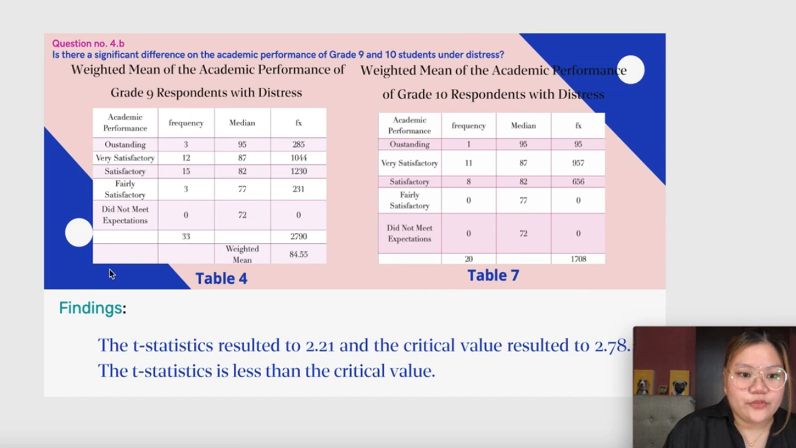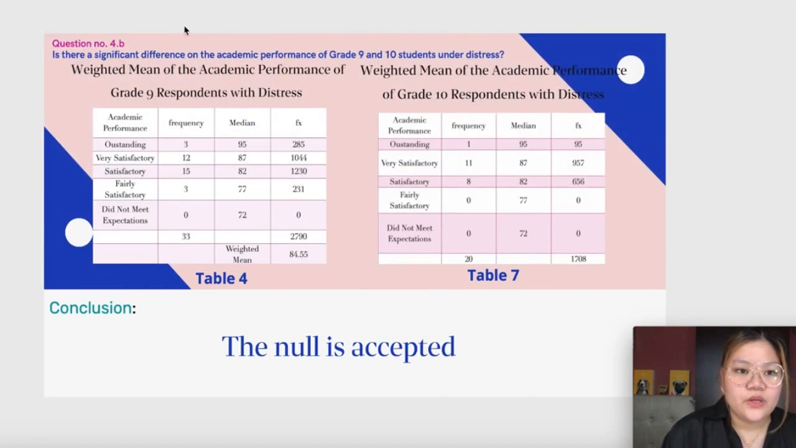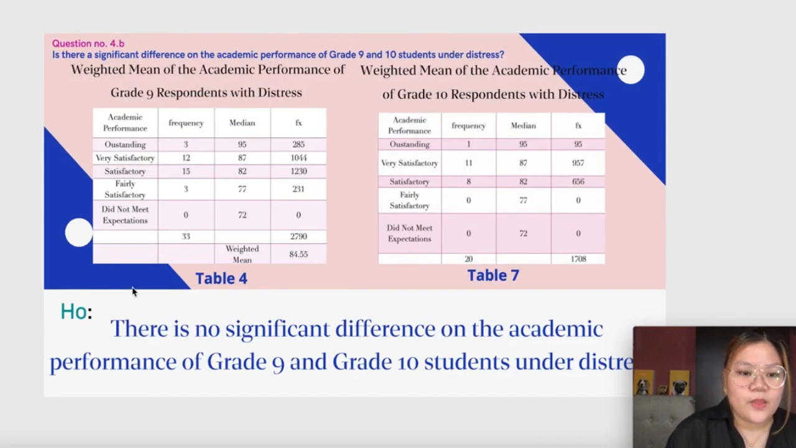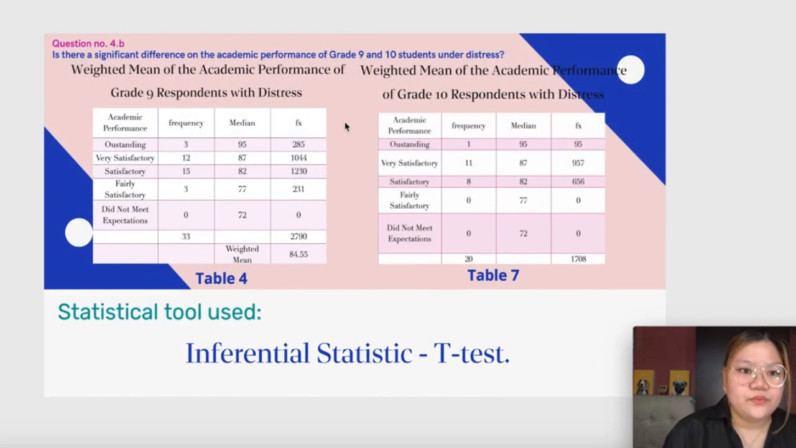For question 4B, our findings are that the t-statistic resulted to 2.21 and the critical value resulted to 2.78. Therefore, the t-statistic is less than the critical value. In conclusion, the null is accepted: there is no significant difference in the academic performance of Grade 9 and Grade 10 students under distress. The statistical tool used is the inferential t-test.